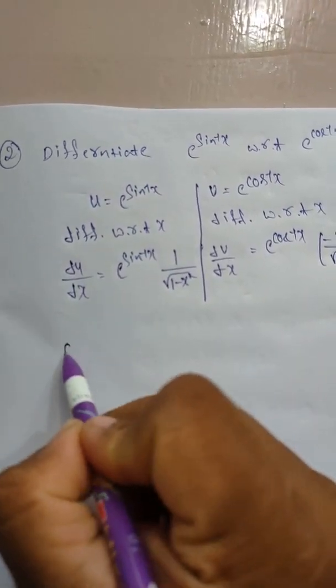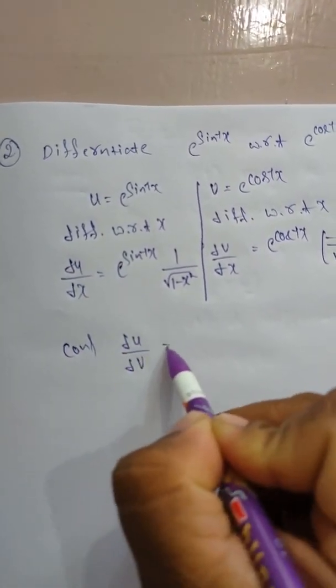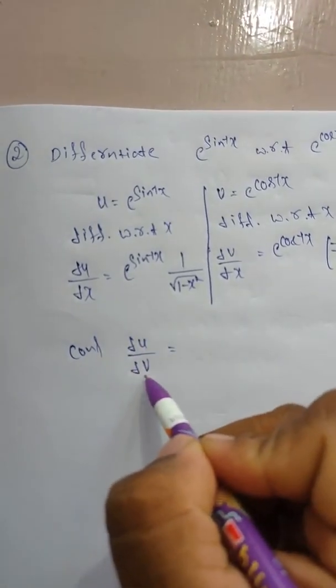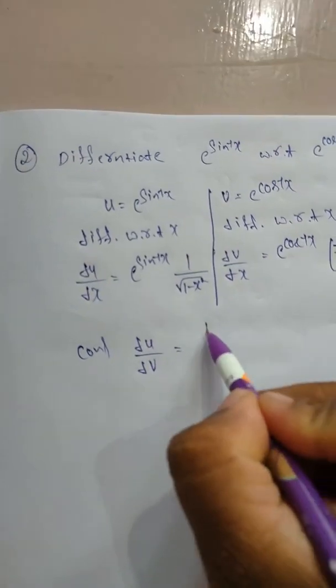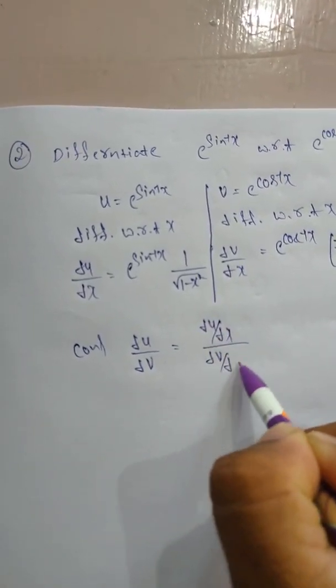Now consider du by dv. What is the meaning of du by dv? Differentiation of e to the power of sin inverse x with respect to e to the power of cos inverse x. So what do you want to do now? du by dx divided by dv by dx.